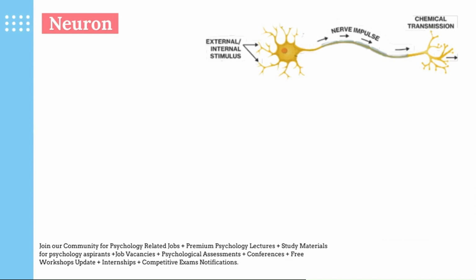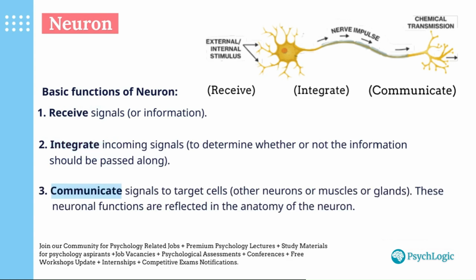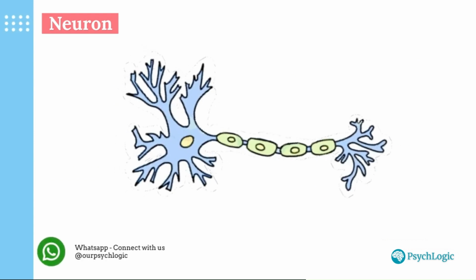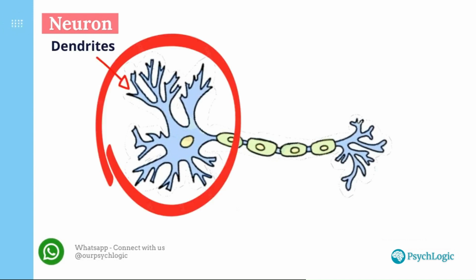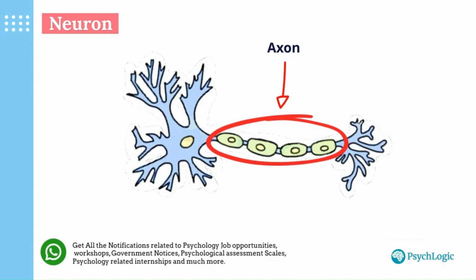Every neuron has a basic of three functions, that is, receive signals, integrate the incoming signals, and communicate these signals to the target cells. Integration means to determine whether or not that information should be passed along. Now on your screen, you can see the structure of a neuron or how does a basic neuron look like. So majorly a neuron has three parts, that is the dendrites, the cell body and the axon. However, they may vary in shape, size and characteristics depending on the function and the role of that neuron.